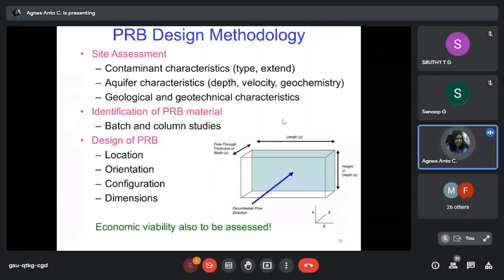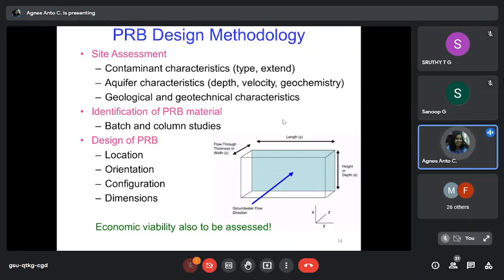Next is aquifer characteristics. What is the depth of the aquifer that has been contaminated, and what is the velocity of groundwater flow? And geochemistry of groundwater is very important. When I talk about geochemistry, there are three prominent properties which have to be studied: basically pH, redox potential, and dissolved oxygen. These are the three parameters of the aquifer water characteristics which you should know, because this will play a very prominent role in the alteration of the contaminant characteristics.